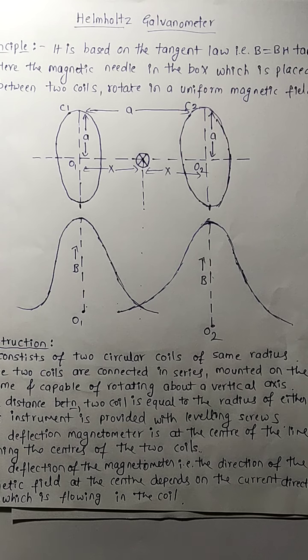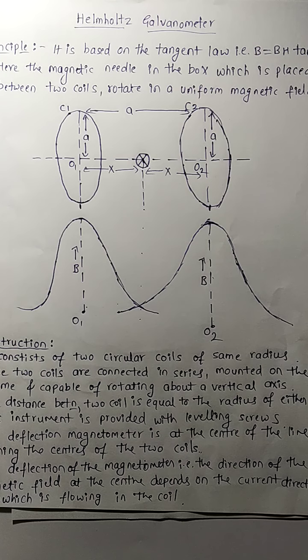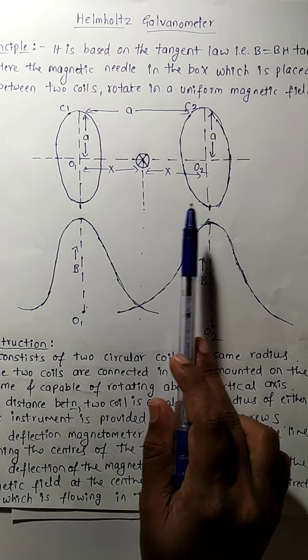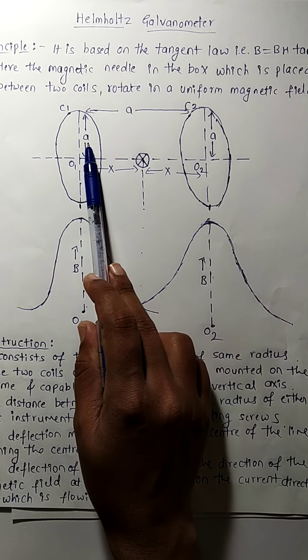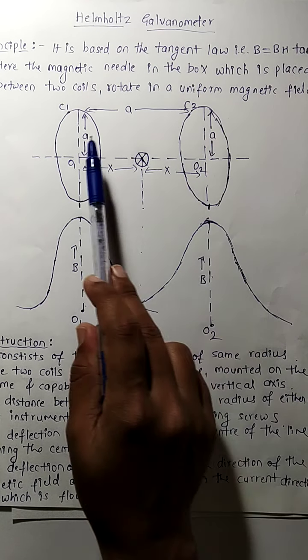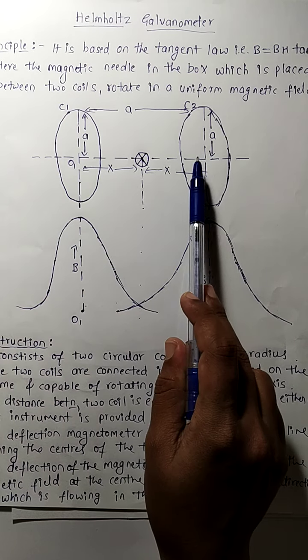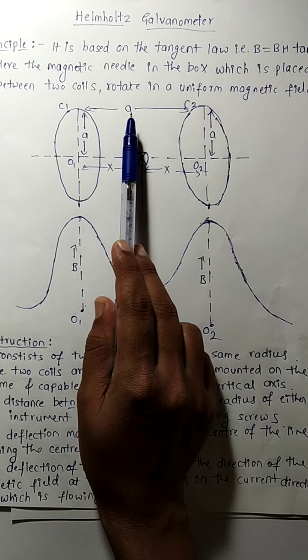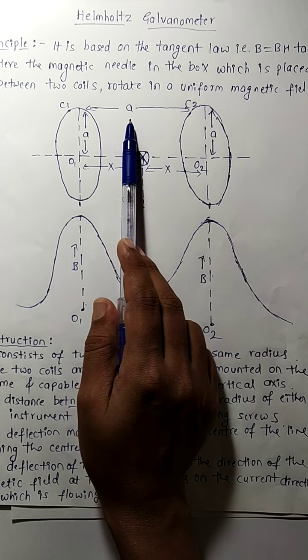In the last class, as we were dealing with the Helmholtz galvanometer, I gave the principle, construction and the working of the Helmholtz galvanometer, isn't it? As we saw, the Helmholtz galvanometer consists of two circular coils having the same radius. The first coil has a radius a and the second coil also has a radius a, and both the coils are separated by a certain distance, and that distance should be equal to the radius of any one coil, that is equal to a.